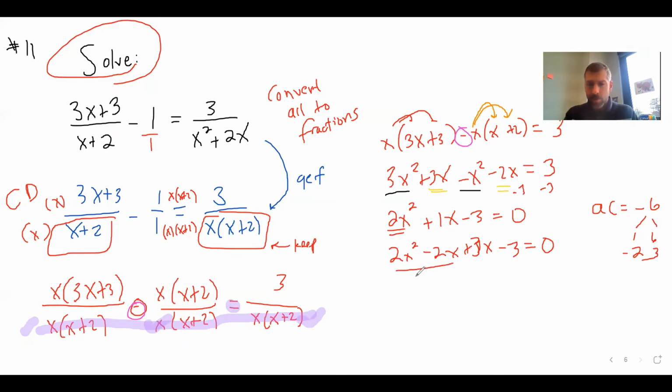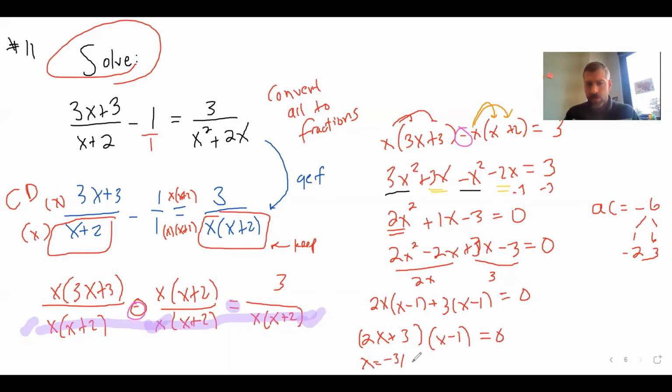And so now factoring by grouping means we're going to take out whatever we can in each one, which is going to be a 2x and a 3. We're going to get an x minus 1 and an x minus 1, which means we've got 2x plus 3 and x minus 1, which when we solve would give us a negative 3 over 2 and a positive 1. Whoa, okay, we finally got x values.